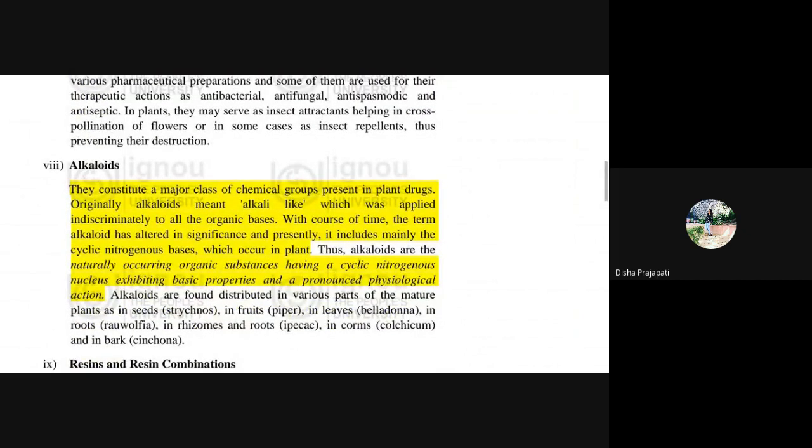Then alkaloids. They constitute a major class of chemical groups present in the plant drugs. Originally, alkaloids meant alkali-like, which was applied indiscriminately to all organic bases. With the course of time, the term alkaloid has altered in significance, and presently it includes mainly the cyclic nitrogenous bases which occur in plants. Thus, the alkaloids are the naturally occurring organic substances having a cyclic nitrogenous nucleus exhibiting basic properties and pronounced physiological action.